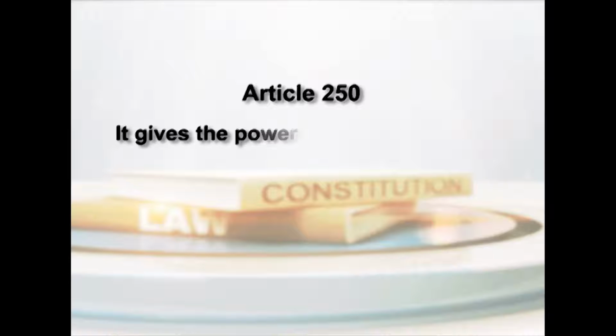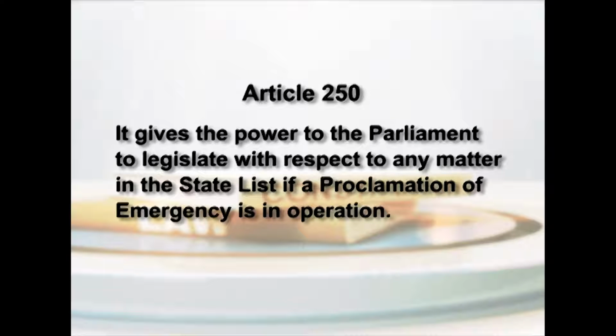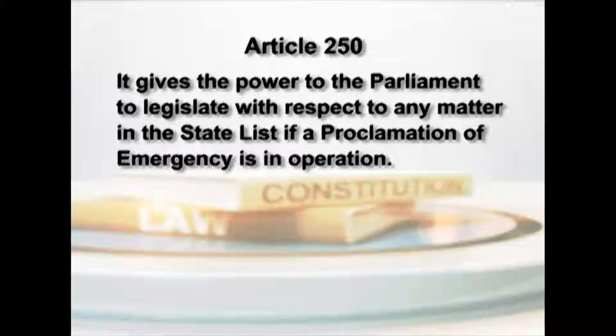So, let's turn our eyes to Article 250. It tells about the power of Parliament to legislate with respect to any matter in the state list if a proclamation of emergency is in operation. Proclamation of emergency by Article 352 is called national emergency. It can be declared by the President if there is any threat of external aggression, armed rebellion, and so on. So, in such a situation, Parliament can enact laws in any of the items of the state list.